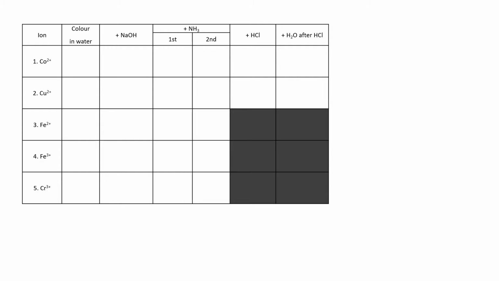Final topics. These are actually, I think, my favorites. I've done quite a lot playing around with these over the years. But anyway, we took cobalt and then copper, and we added some hydrochloric acid and saw what happened, and then we added some water. So let's look at those, starting off with the cobalt.